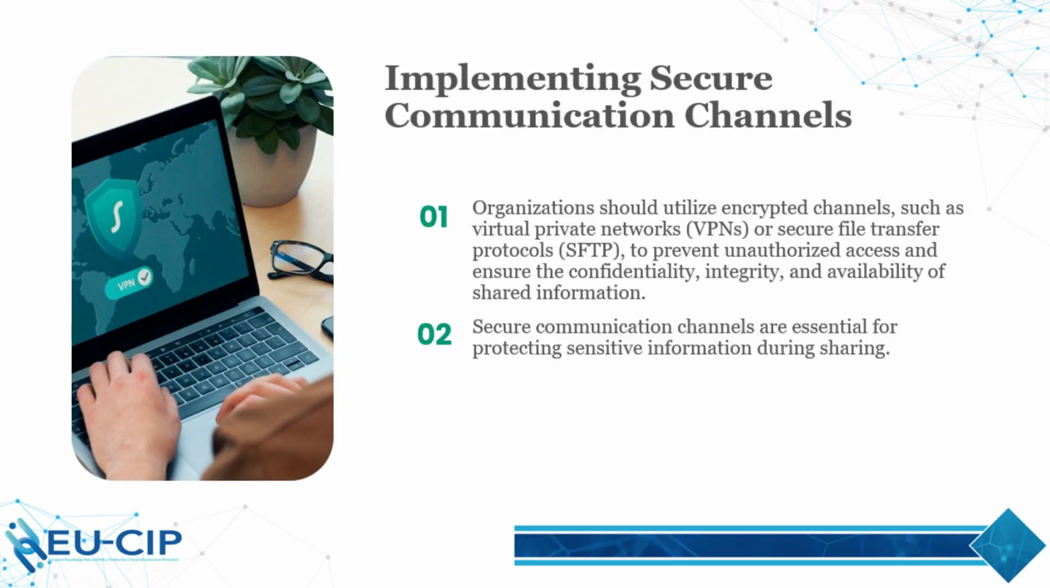Implementing secure communication channels. Secure communication channels are essential for protecting sensitive information during sharing. Organizations should utilize encrypted channels, such as virtual private networks (VPNs) or secure file transfer protocols (SFTP), to prevent unauthorized access and ensure the confidentiality, integrity, and availability of shared information.